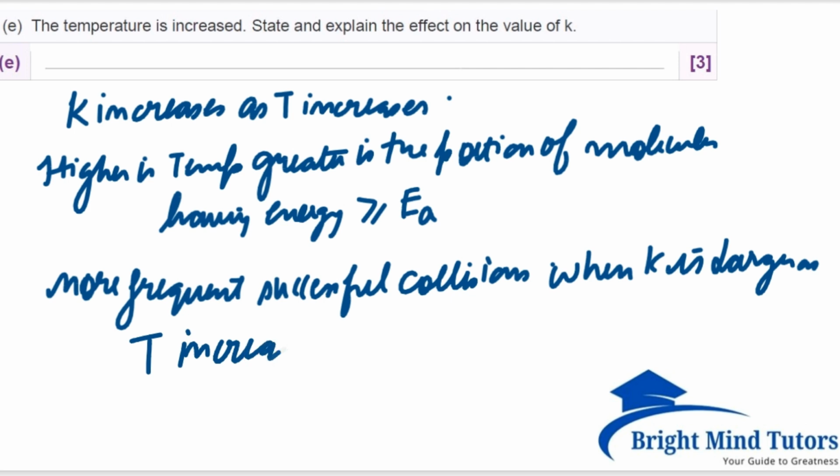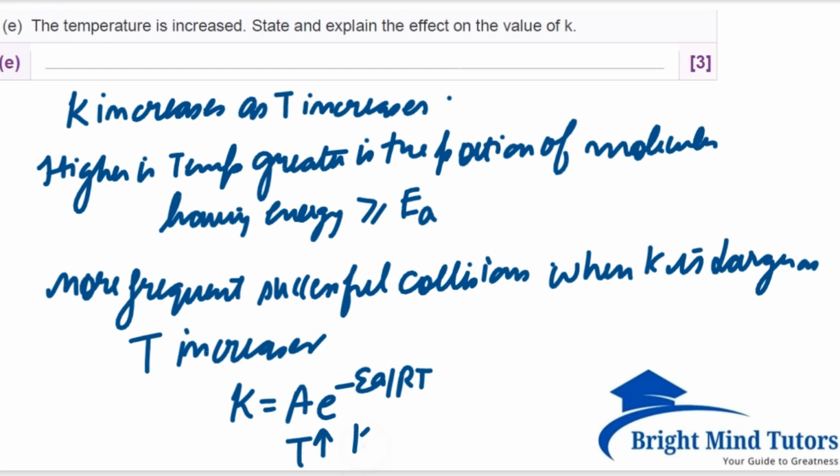As the temperature increases, we can show this using the Arrhenius equation also, that the rate constant K is A into e raised to the power of minus E upon RT. You can see as the temperature increases, the rate constant K value also increases. If you include all these 3 points, you will be getting a complete 3 marks for this.